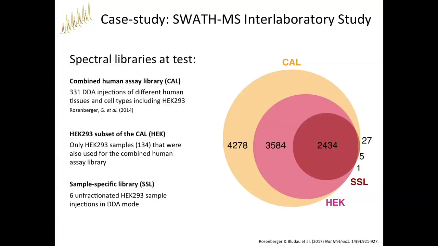And here you can see that the combined human assay library contains roughly 10,000 proteins. The HEC subset has a set of roughly 6,000 proteins, and our sample-specific library only contains 2,500 proteins.